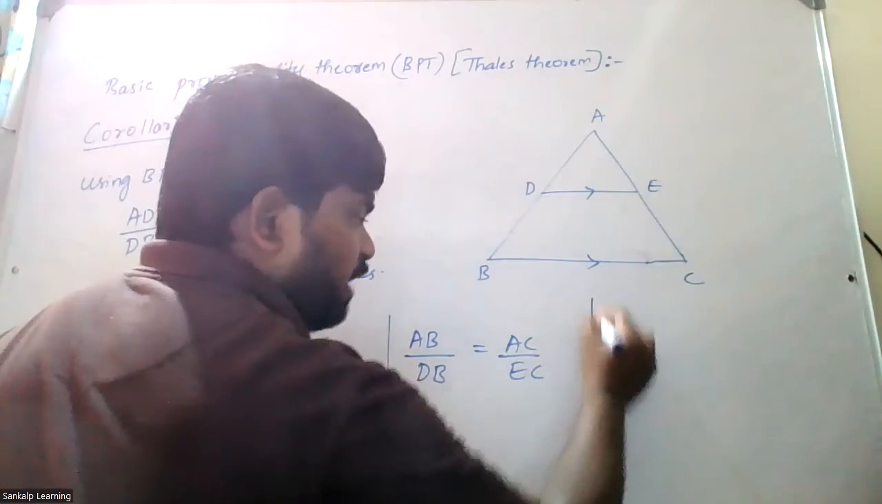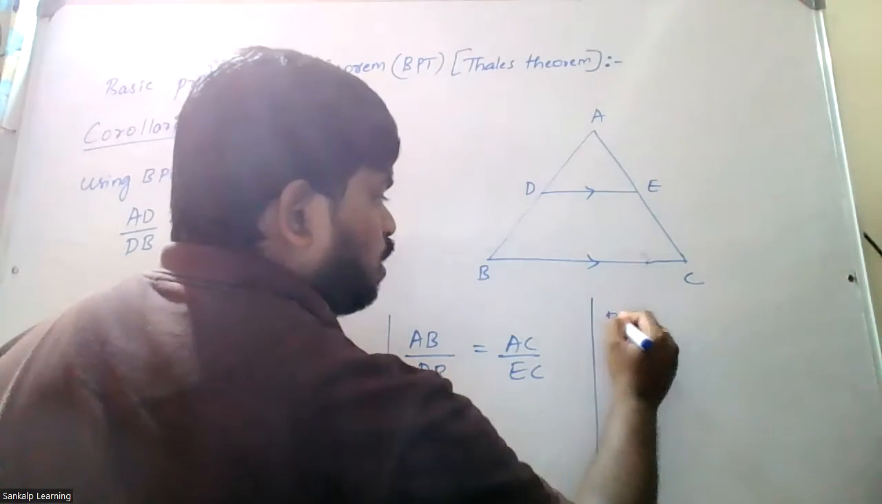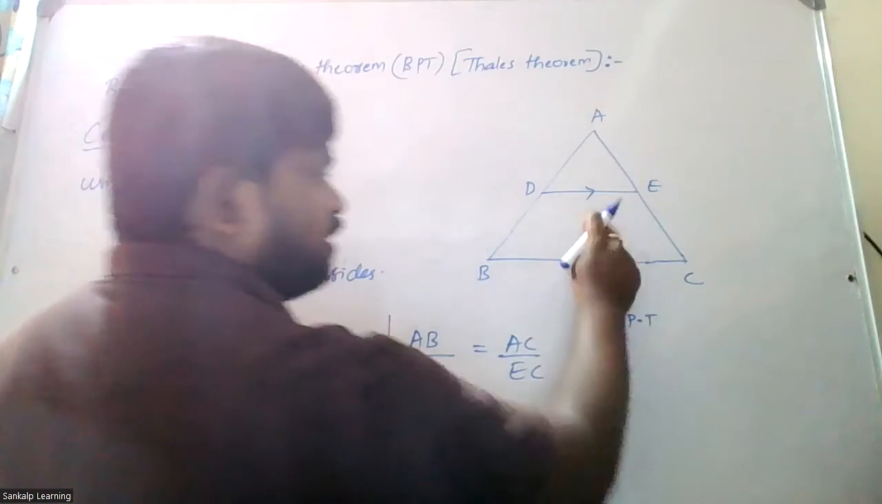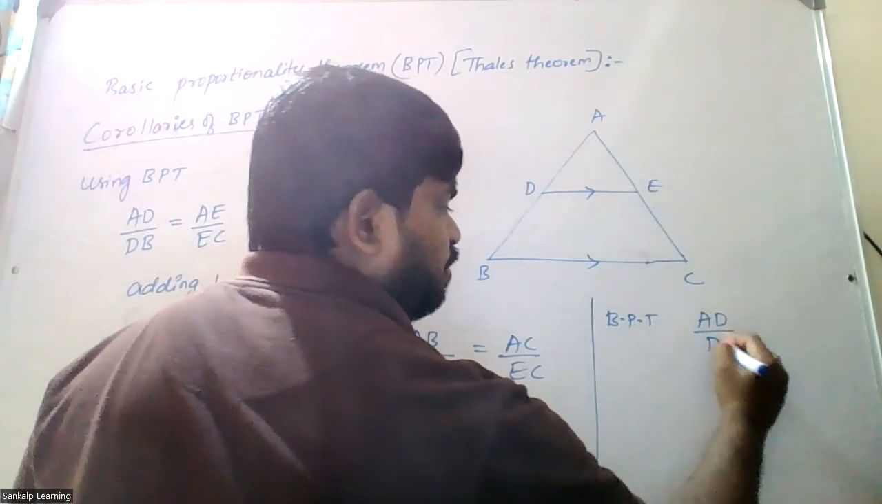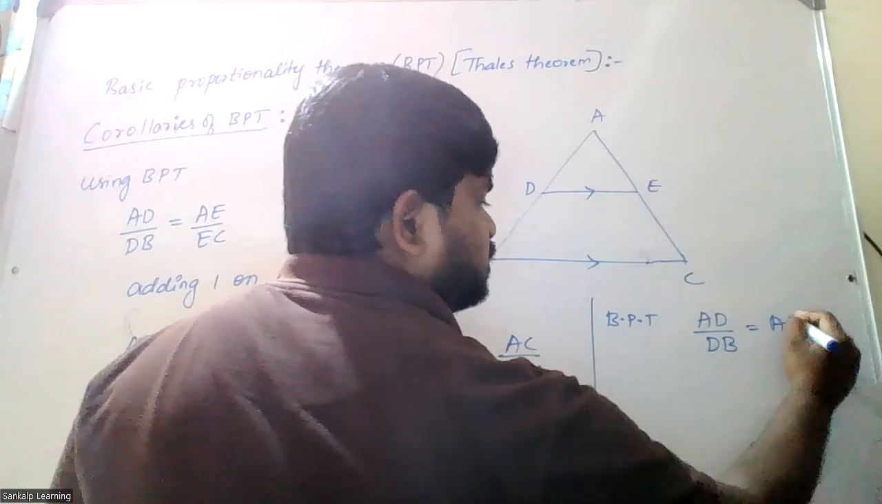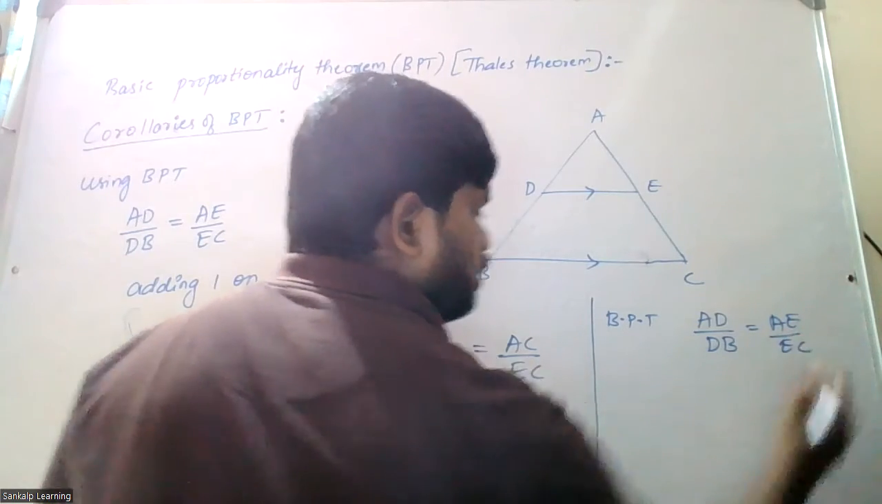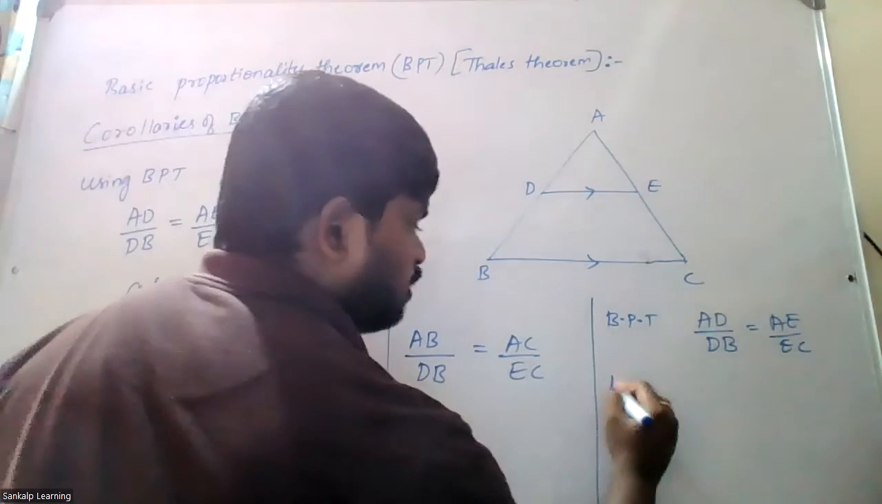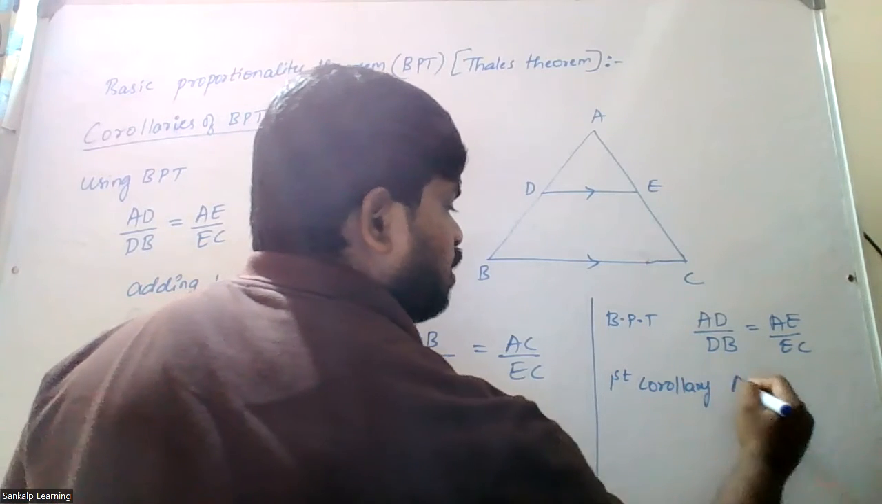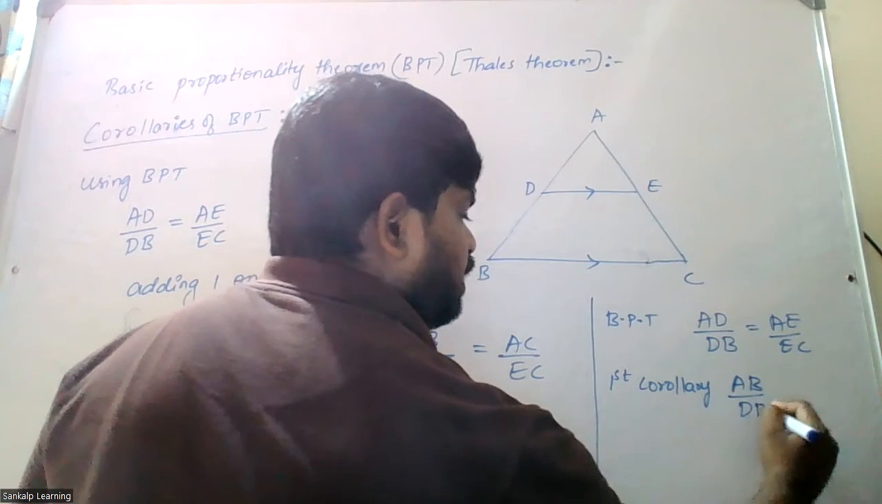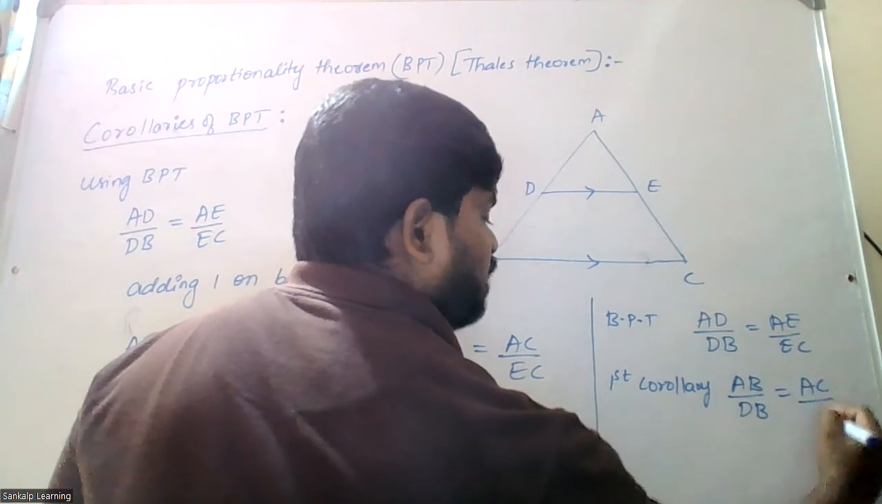Okay. So let me write it here. What is BPT for this figure? For this figure, BPT is AD by DB equals AE by EC. This is our first corollary. What is our first corollary that we have proved? AB by DB is equal to AC by EC.